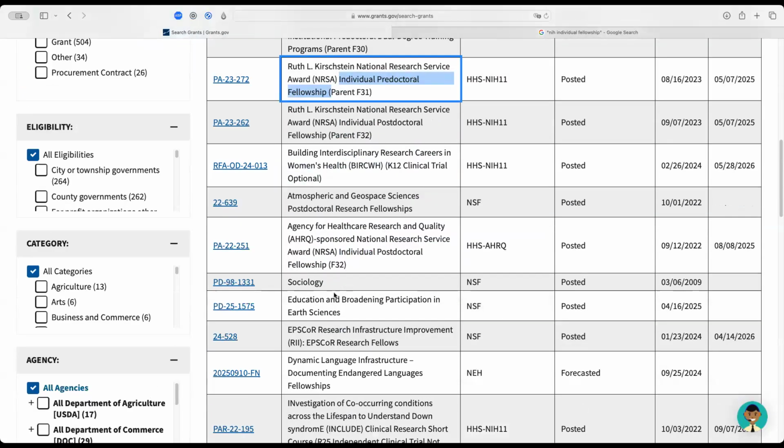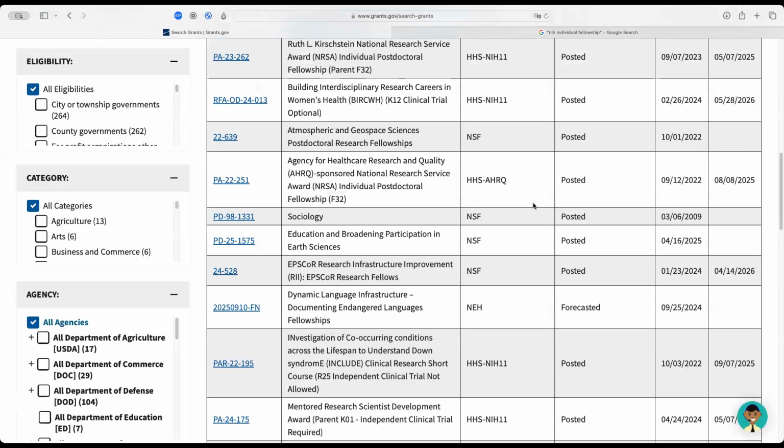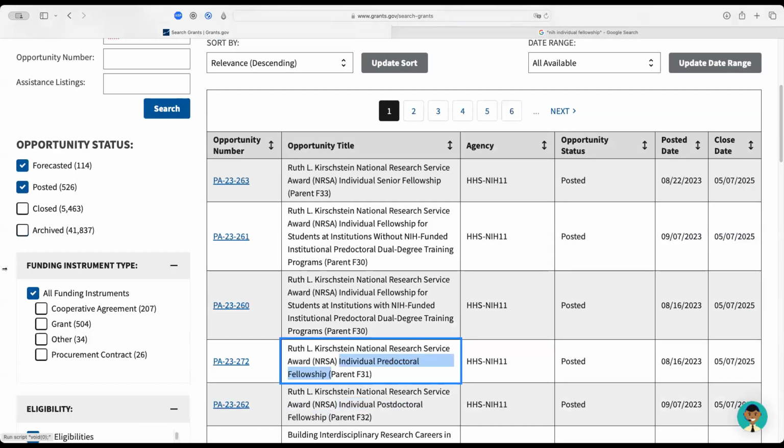But where this question came up was from someone who was looking for something as an early career faculty person. So when they'd finished their doctorate, they were teaching, doing research, and they were looking for funding from the National Institutes of Health, not for some larger project just yet, but for something specific to their career. So while this is comprehensive, it's a lot. We can see that we have 526 currently posted results.